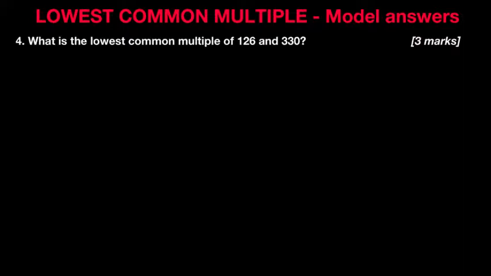Now let's move on to our fourth example. What is the lowest common multiple of 126 and 330? Again, you will notice that this has 3 marks. Now, unlike the previous question, where we simply added the number each time, it is not possible in this question. The reason is that the numbers 126 and 330 are not nice, round, even numbers. So we will have to use our factor tree. So let's begin.